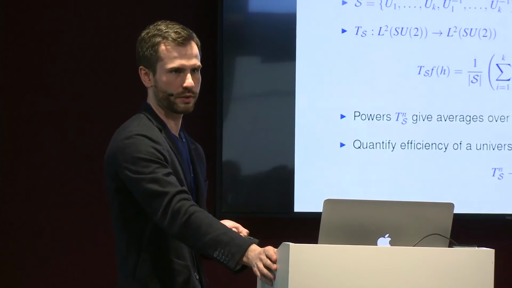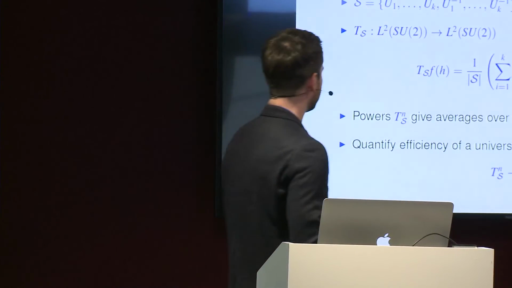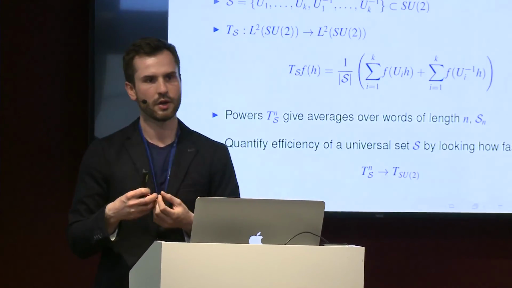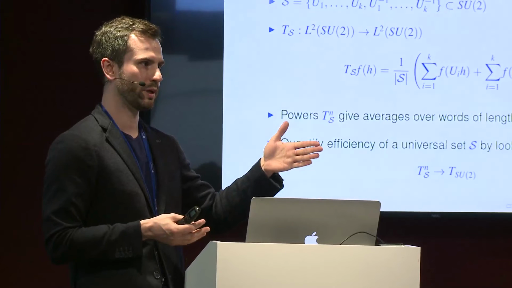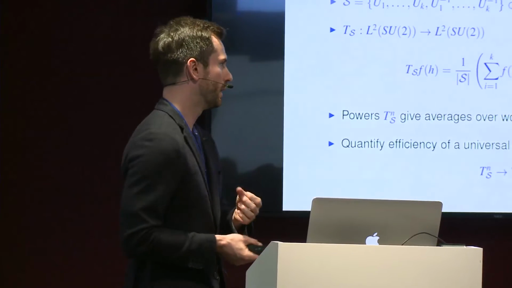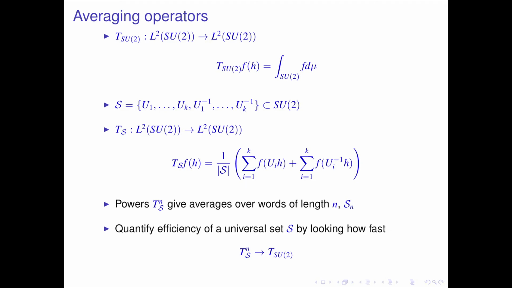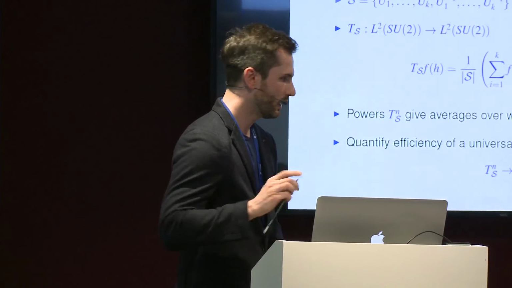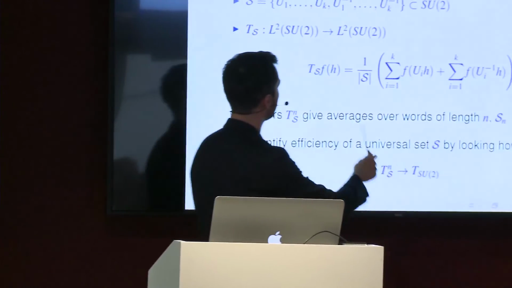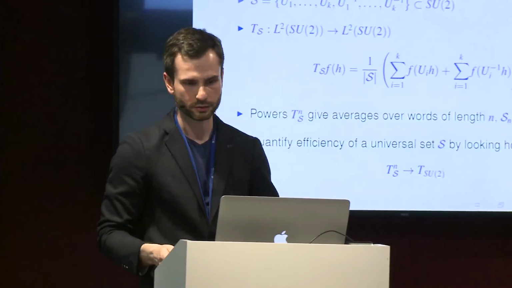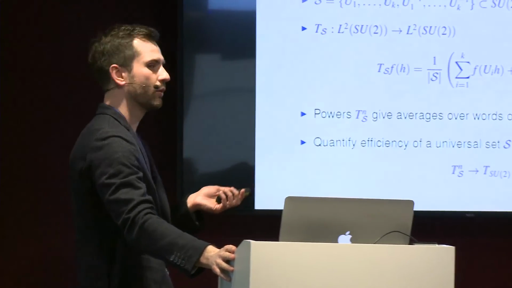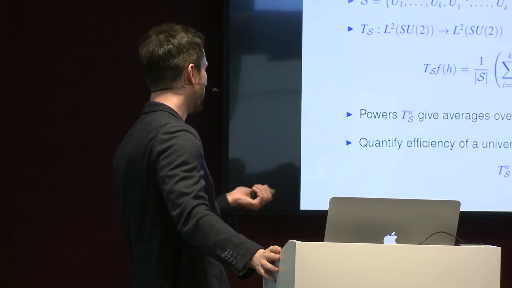Because if you look at the powers of this operator, you will see that the powers of T_S average over the words of length n. If I take the nth power, I'm averaging over the words of length n. And I know that the set is universal, so words of length n, when n goes to infinity, start to cover my group. So you should have convergence. This operator T_S^n, when n goes to infinity, should converge to this nicely defined operator which averages with respect to the Haar measure. And we want to use this idea to quantify the efficiency.